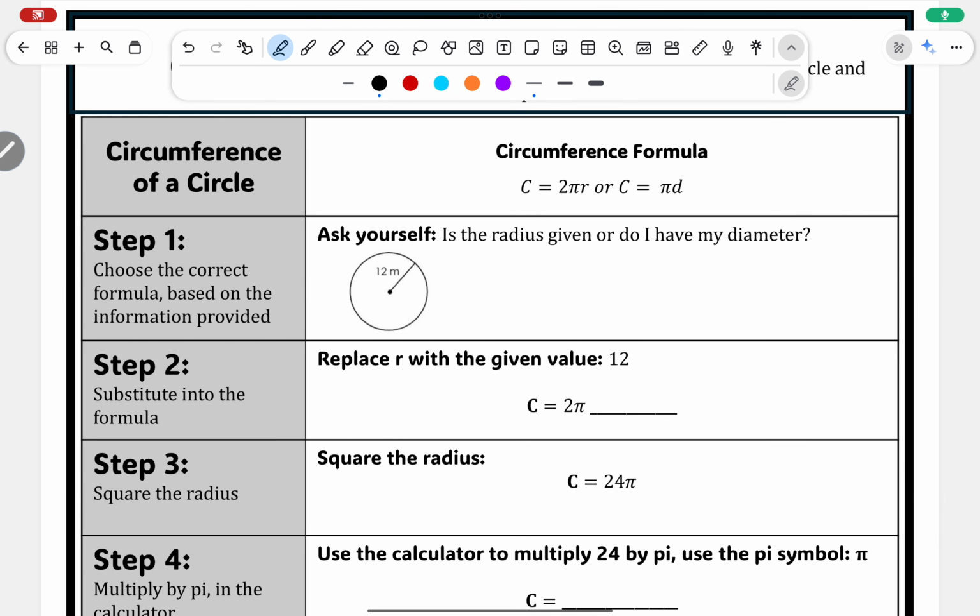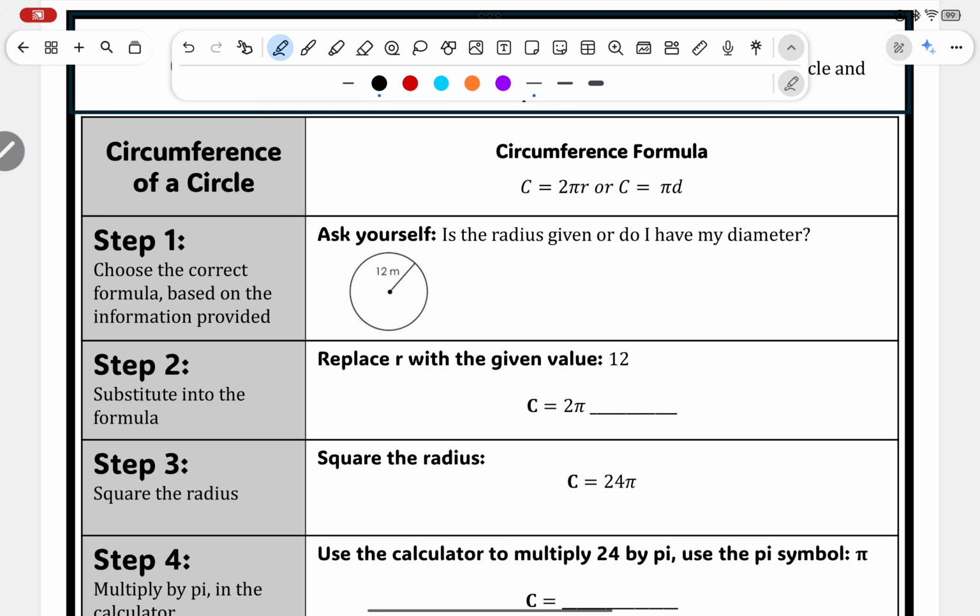All right, welcome back to our next video in circles. And today we're going to review our circumference. So our circumference formula has two different formulas. We have 2 pi r, or pi times our diameter.